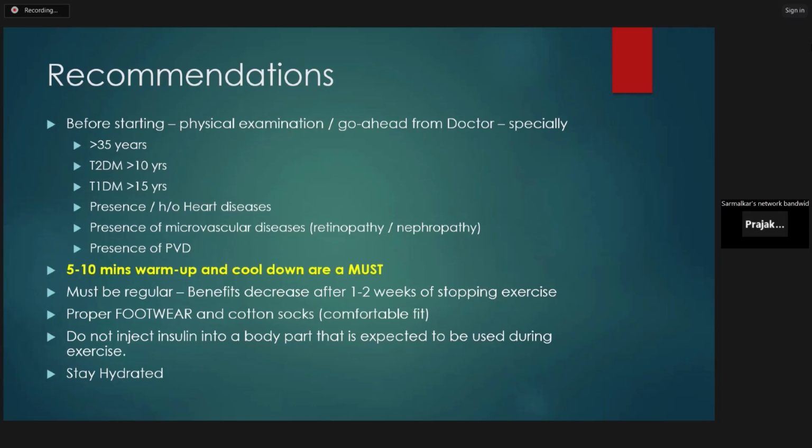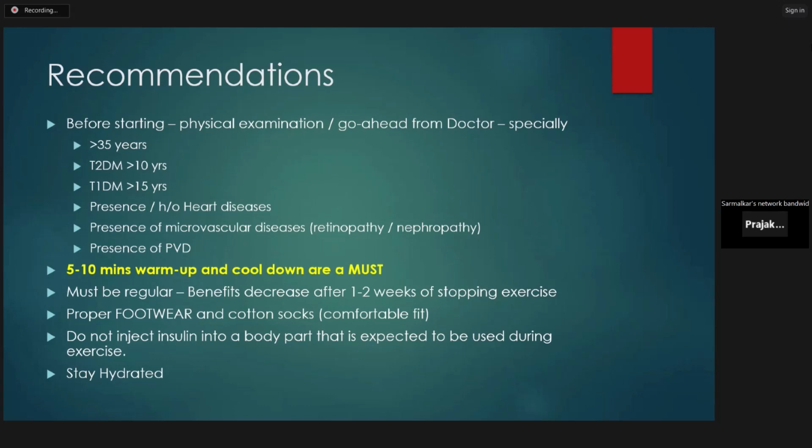Proper footwear. I'm sure when we come to the next topic, Jankana is going to speak about foot management. So I'm sure we'll talk about footwear and socks, cotton socks to be worn. Because if you're going to be walking for 30 or 45 minutes, we want your feet to be comfortable. We don't want you to land up with ulcers or any redness or soreness in your feet causing another complication.